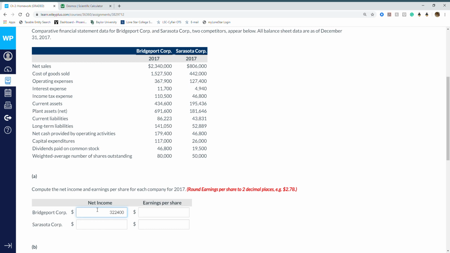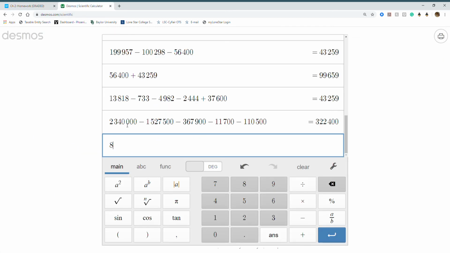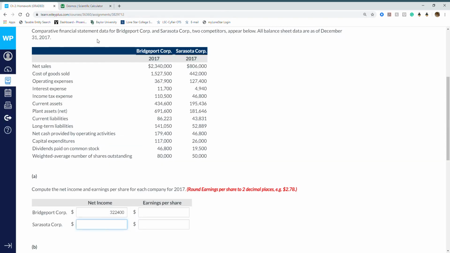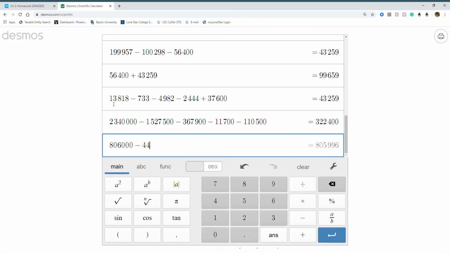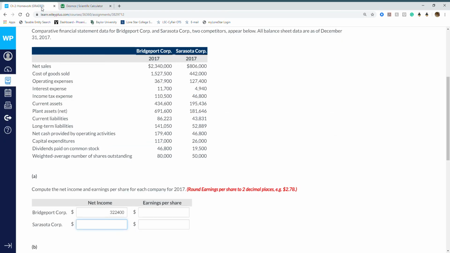Okay, so do the same for Sarasota. So 806 minus their cost of goods, 442. Okay, minus 127,400.